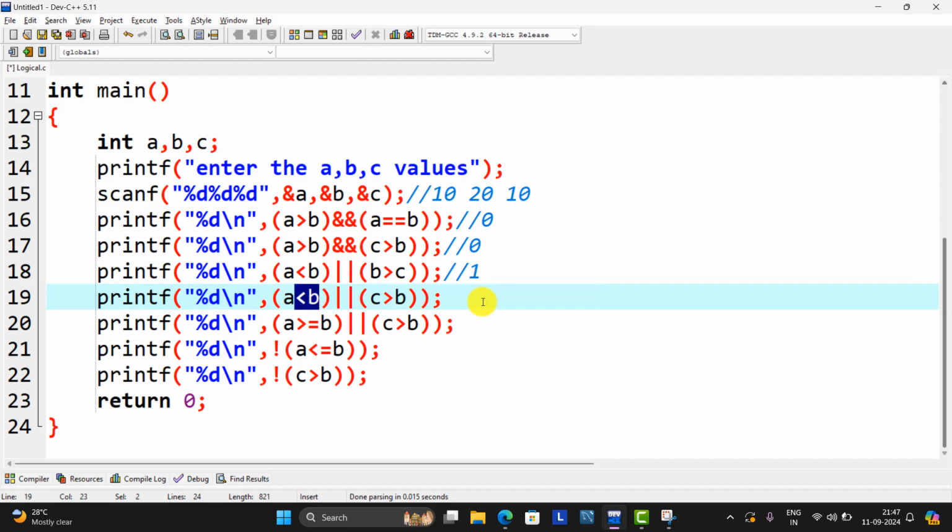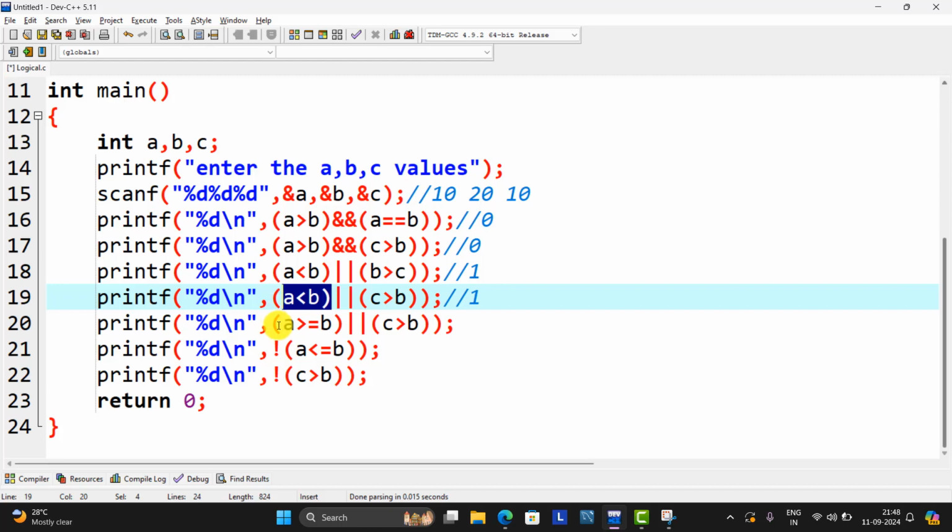A less than B, this is also 1. Why? This itself is true only. A less than B is true only, right? That is why 1. So even in logical OR, if any one operand is true, the result is true. The compiler won't check for the other one. This point you should remember. This point is very, very important. Some tricky questions might be asked in the interview. We will show you those examples after we complete Unit 1.